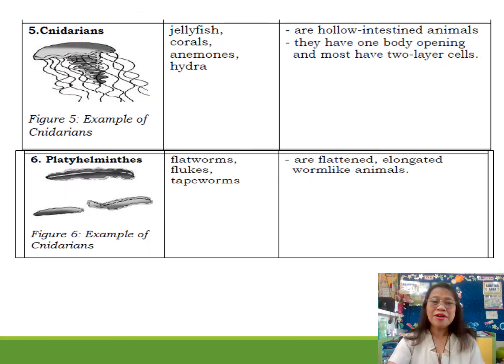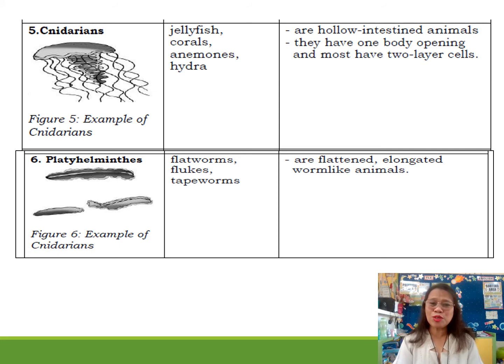The fifth group is the group of cnidarians. Examples are the jellyfish, the corals, the sea anemones, the hydras. Now, they are also called coelenterates or belonging to phylum Coelenterata. They are hollow intestine animals. They have one body opening and most have two-layer cells.